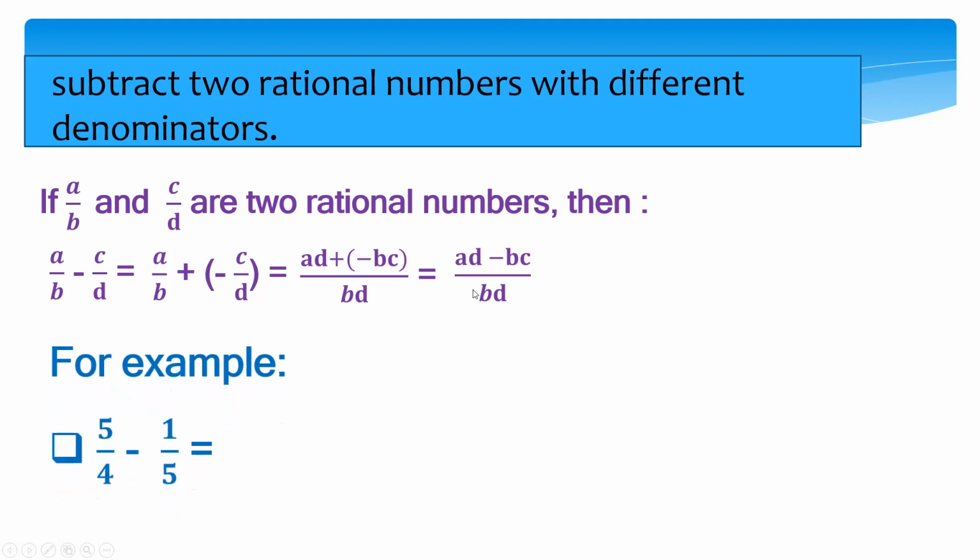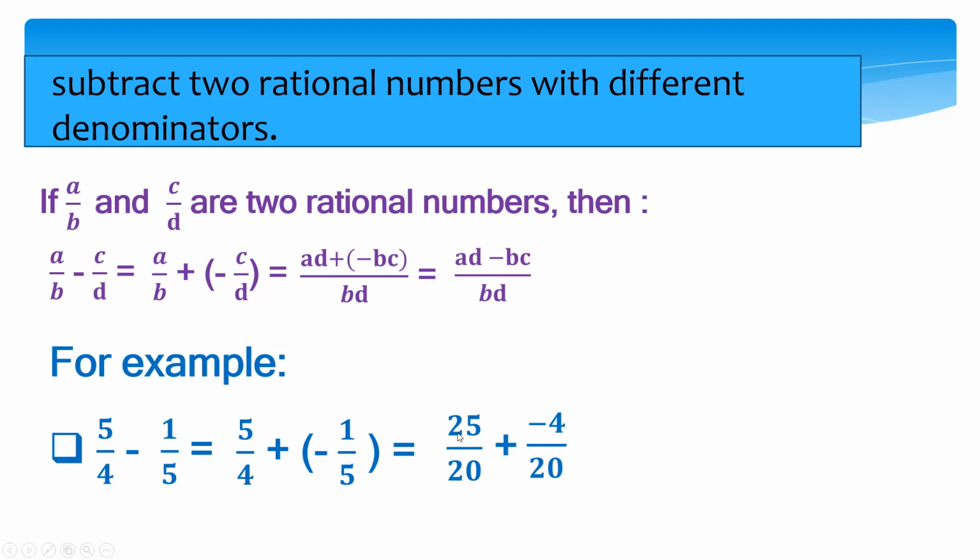For example, if I have 5 over 4 minus 1 over 5, they don't have the same denominator. Then I will first convert the minus operation into plus operation and put the negative in the bracket with 1 over 5. It will be 5 over 4 plus negative 1 over 5. To find the same denominator, I will multiply 4 by 5, which equals 20. I will put 20 in the denominator and make cross multiplication.